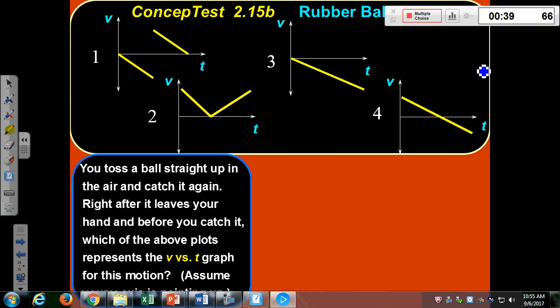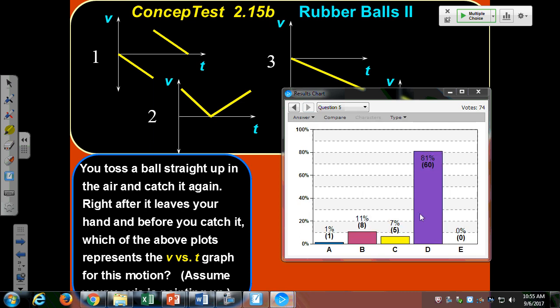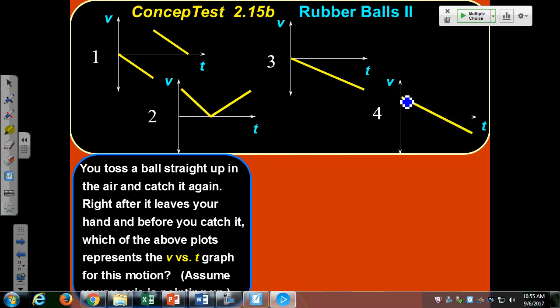Alrighty, let's stop at 45. Okay, good. D is right. That's the one we just saw. So I start out with a big speed. It goes to 0, and then I get bigger in the negative direction. Remember, positive y, negative y. Positive v, negative v. That first and fourth quadrant.